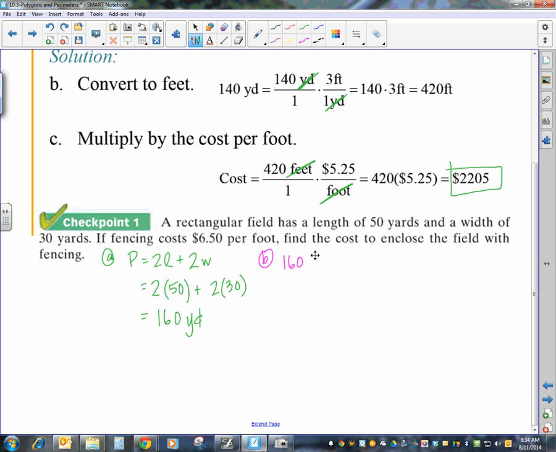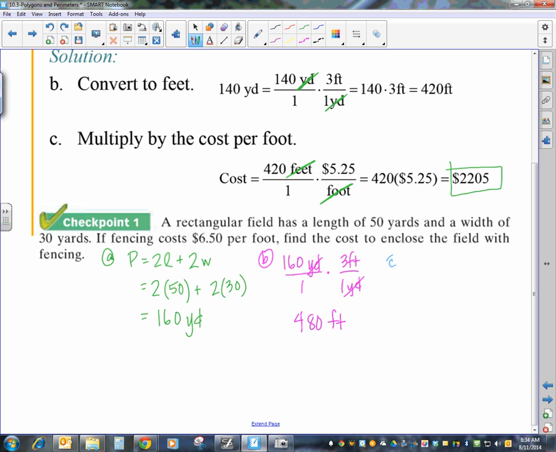So I took my 160 yards, put it over 1, times how many feet in a yard? 3 feet per 1 yard. My yards cancel, leaving me with a total of 480 feet. Not done yet.